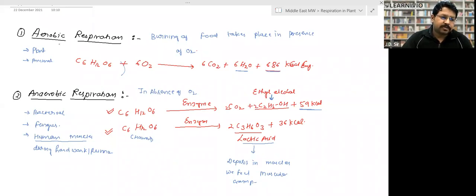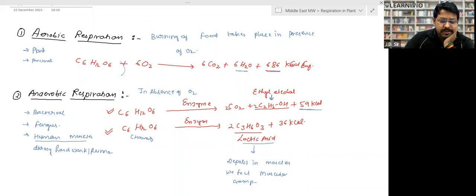In aerobic respiration, just from the heading itself, you can understand that burning of the food takes place in presence of oxygen. So what is the reaction? Whenever we study respiration, we always take the respiratory substrate as a carbohydrate, because carbohydrate is generally the respiratory substrate, right? So we always take carbohydrate as a respiratory substrate.